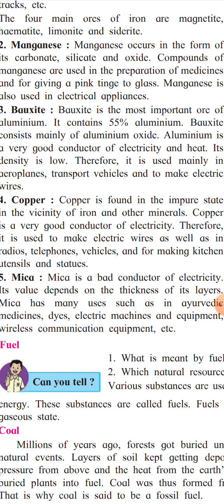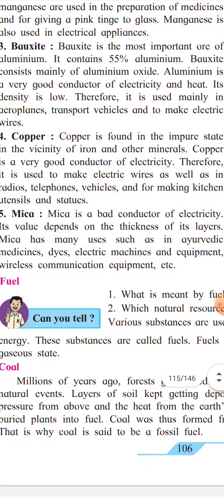Fourth one, copper. Copper is found in an impure state in the vicinity of iron and other minerals. Copper is a very good conductor of electricity. Therefore, it is used to make electrical wire as well as in radios, telephones, vehicles, and for making kitchen utensils and statues.